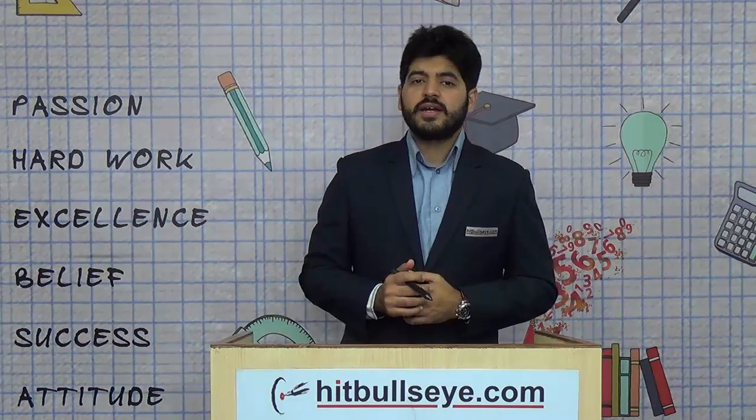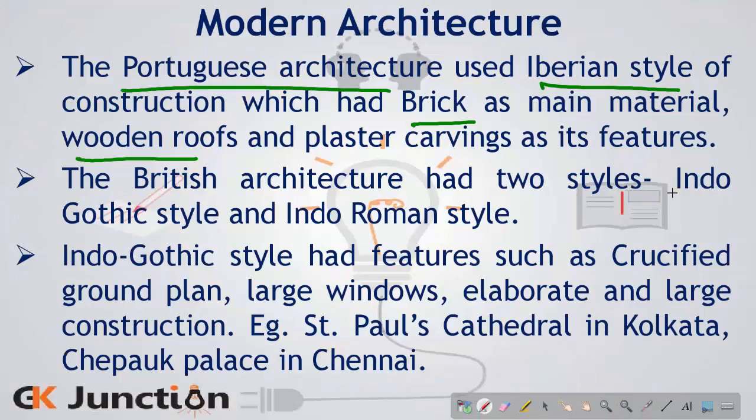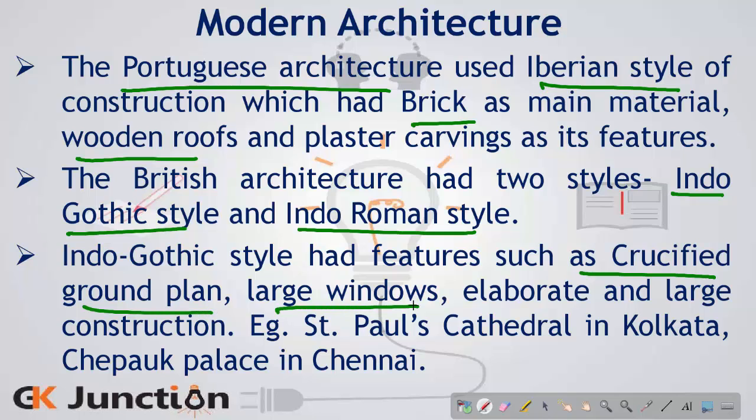Apart from the Portuguese architecture, we also have the British style of architecture in the country. It is divided mainly into two styles, the Indo-Gothic style and the Indo-Roman style. Firstly, the Indo-Gothic style had features such as cruciform ground plan, large windows, and elaborate, very large constructions on a very big scale. The examples of these are St. Paul's Cathedral in Kolkata and the Chepauk Palace in Chennai.